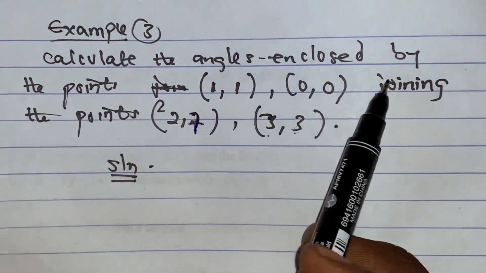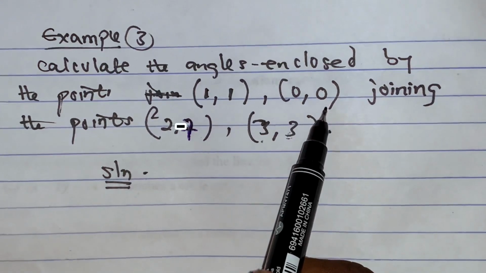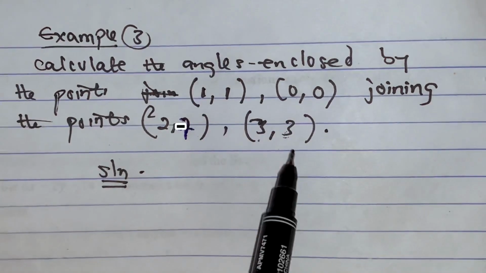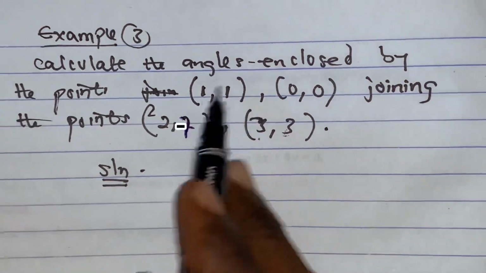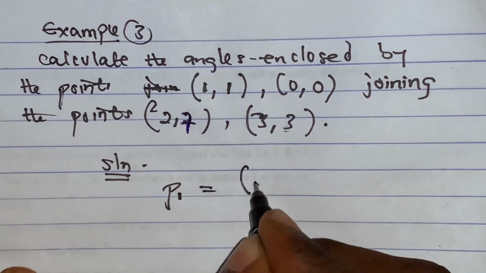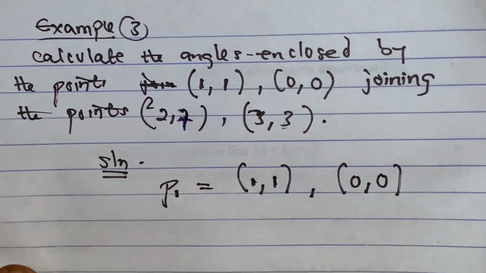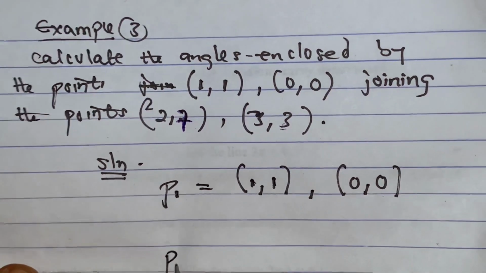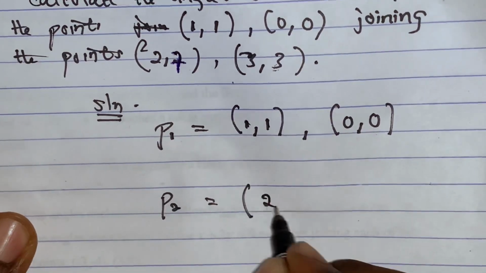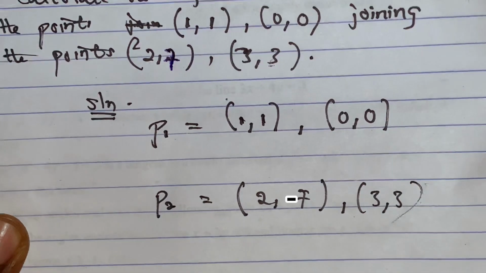Calculate the angle enclosed by the line joining the points (1, 1) and (0, 0) and the line joining the points (2, 7) and (3, 3). So let's see this solution. First, let's bring the points out. The first line is given by the points (1, 1) and (0, 0), and the second line is given by (2, 7) and (3, 3).